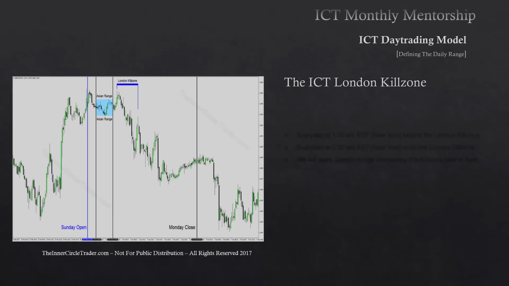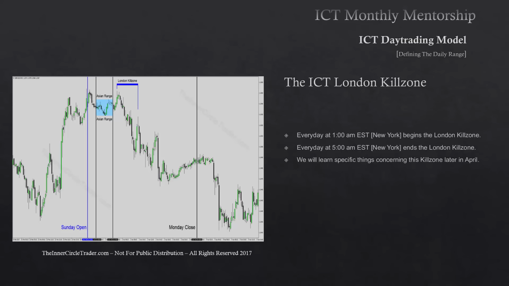Okay, the ICT London kill zone. Every day at 1 a.m. Eastern Standard Time, New York, begins the London kill zone. Every day at 5 a.m. Eastern Standard Time, New York, ends the London kill zone.